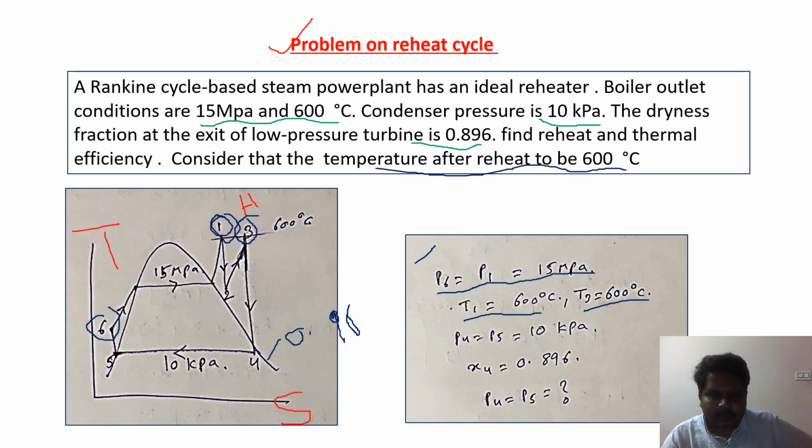The process 4 to 5 is a heat rejection process at constant pressure. So P4 equals P5 equals 10 kilopascal. And the dryness fraction at point 4, that is X4, is 0.896. Here we have to find P2, which equals P3. What is the value of P2?